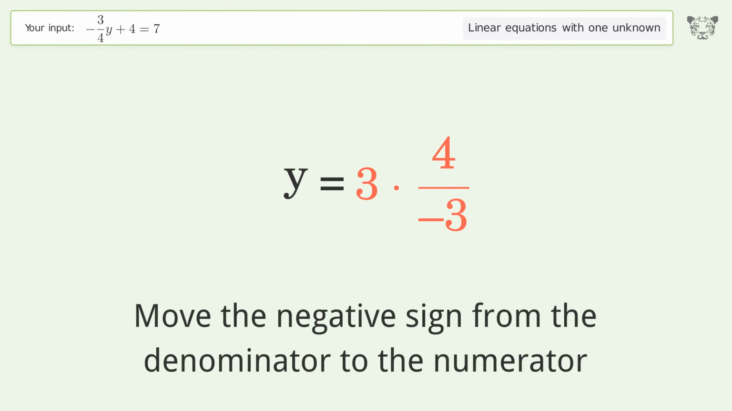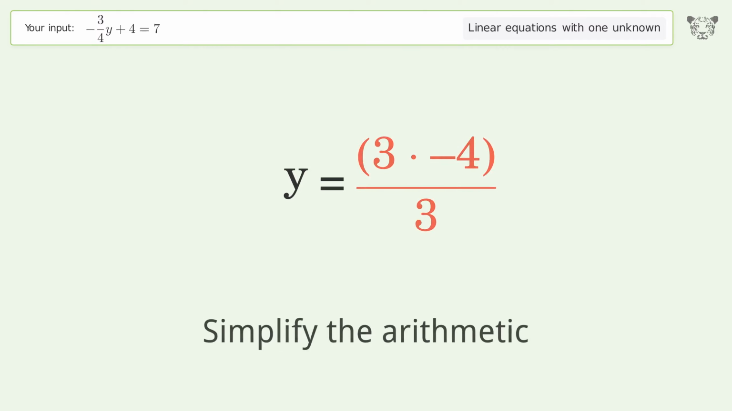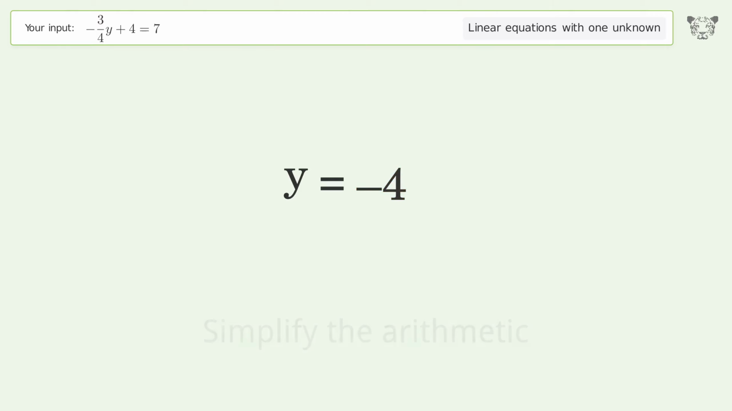Move the negative sign from the denominator to the numerator. Multiply the fractions. Simplify the arithmetic. And so the final result is y equals -4.